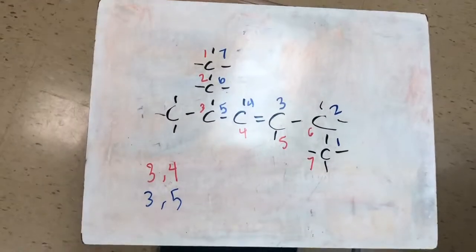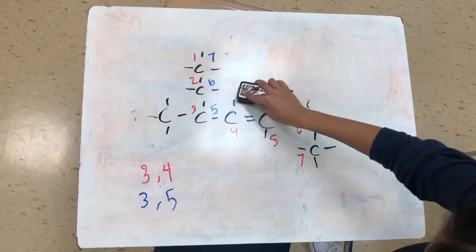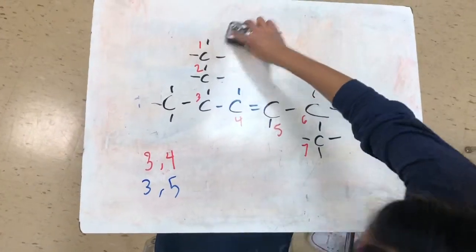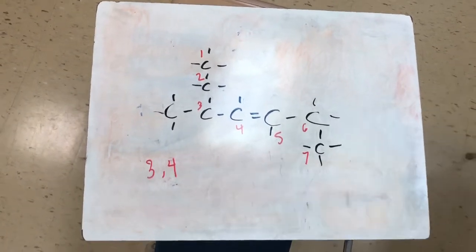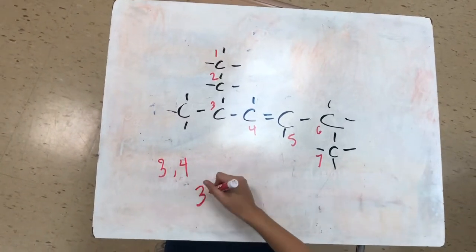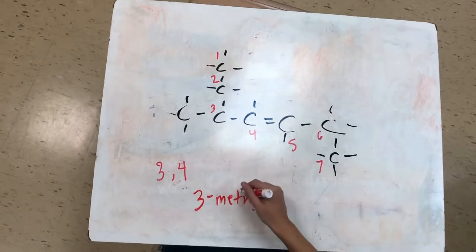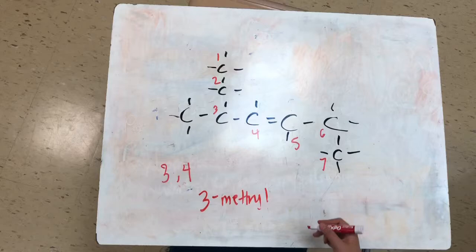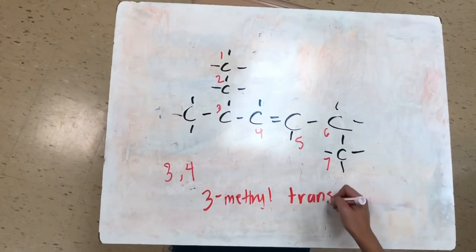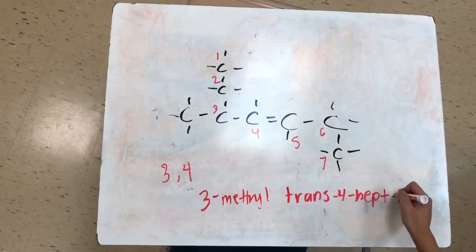Going off what we know, this is a 7-carbon chain with 1 double bond after the 4th carbon, and we know that the hydrogens are on opposite sides of the double bond, so it is named as trans. We also see a single side group on the 3rd carbon. For naming side groups, you take the number of carbons in the side group and add the suffix -yl. So to name the molecule, we have 3-methyl trans 4-heptene.